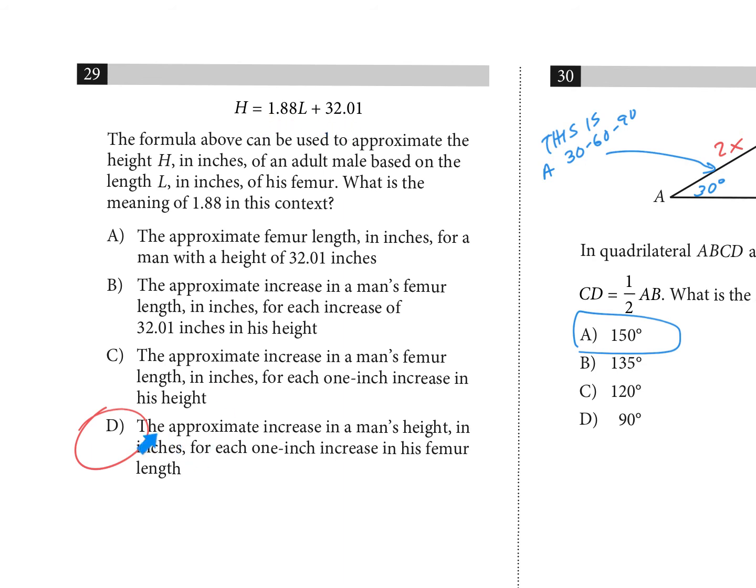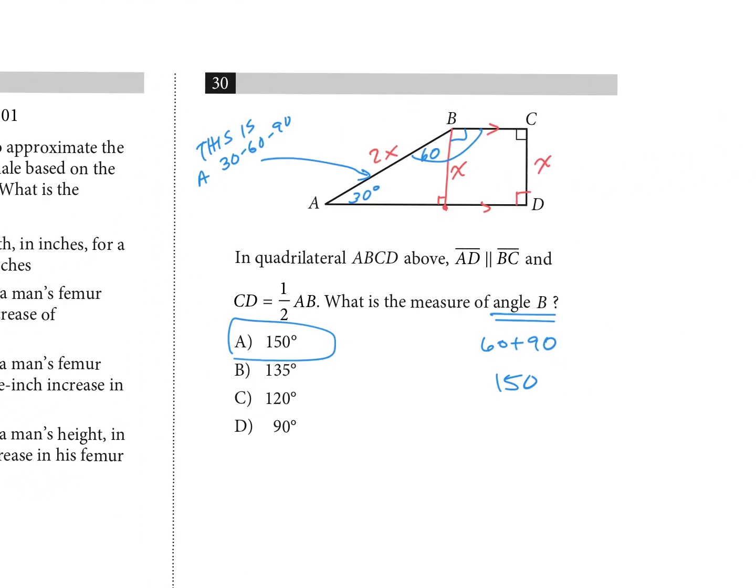So reading through these, D, circle it, you know it's the answer. The approximate increase in a man's height in inches for each 1 inch increase in his femur length. That's true. L is the number of inches of the femur. If I plug in 1, I'm going to get 1.88 plus 32.1. So if I increase my femur length by 1 inch, that's it. If it's 5 inches, 5 times that plus 32.1 is going to be the height of the male. So that was 29. A little bit of a tricky one, just kind of reading comprehension in a sense.